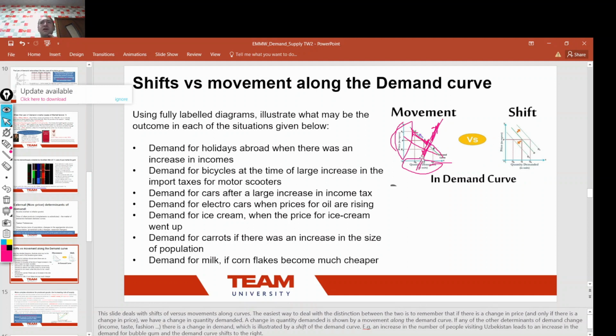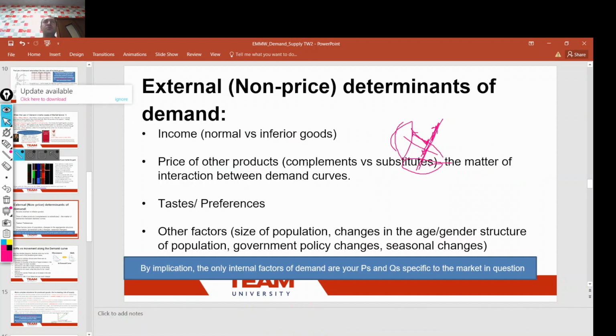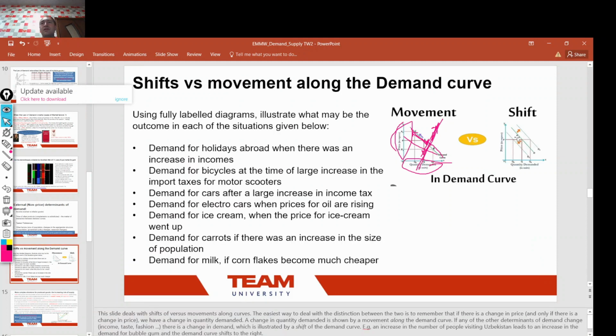But now it's not the P and Q, the internal factors, that are changing. It is the external factors that are changing, and how can they affect your analysis? The external factors are most likely to cause shifts in the demand and supply curves. All these factors operating on the demand side cause shifts in the demand curve.